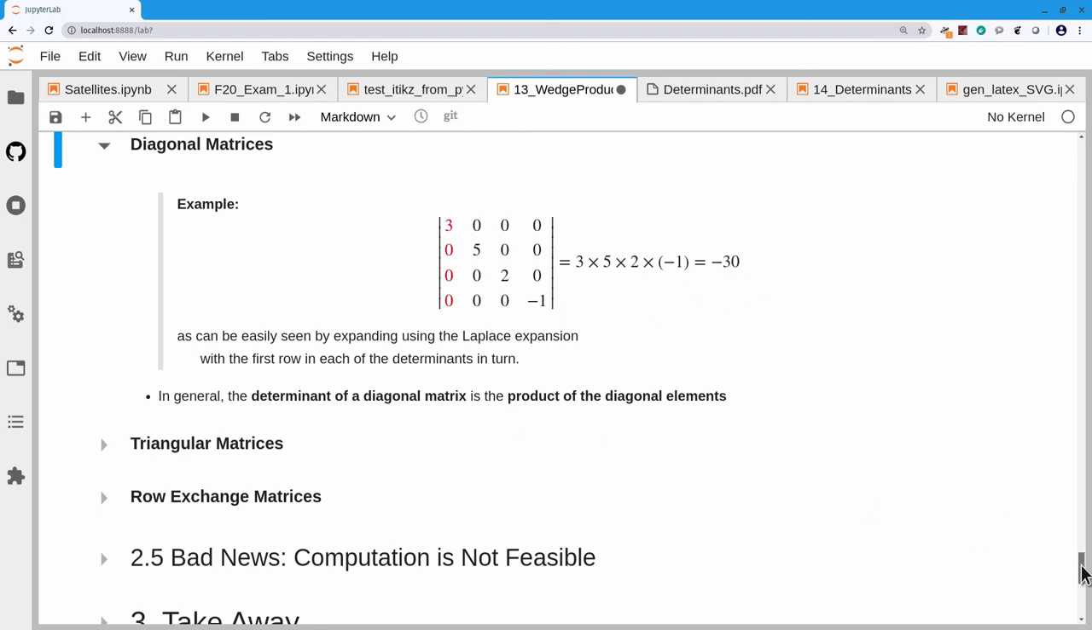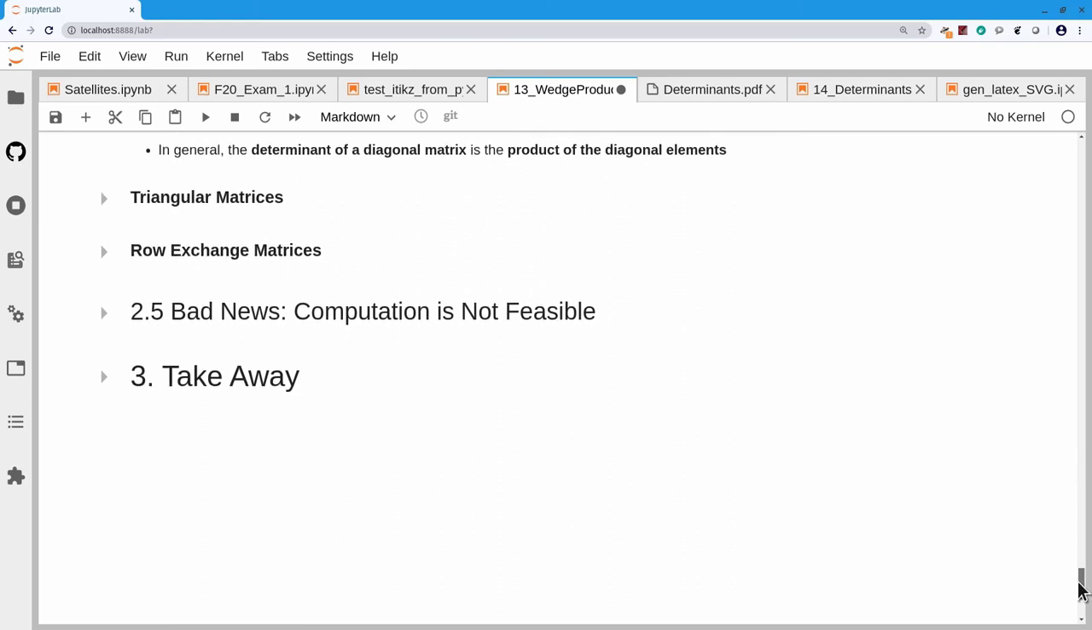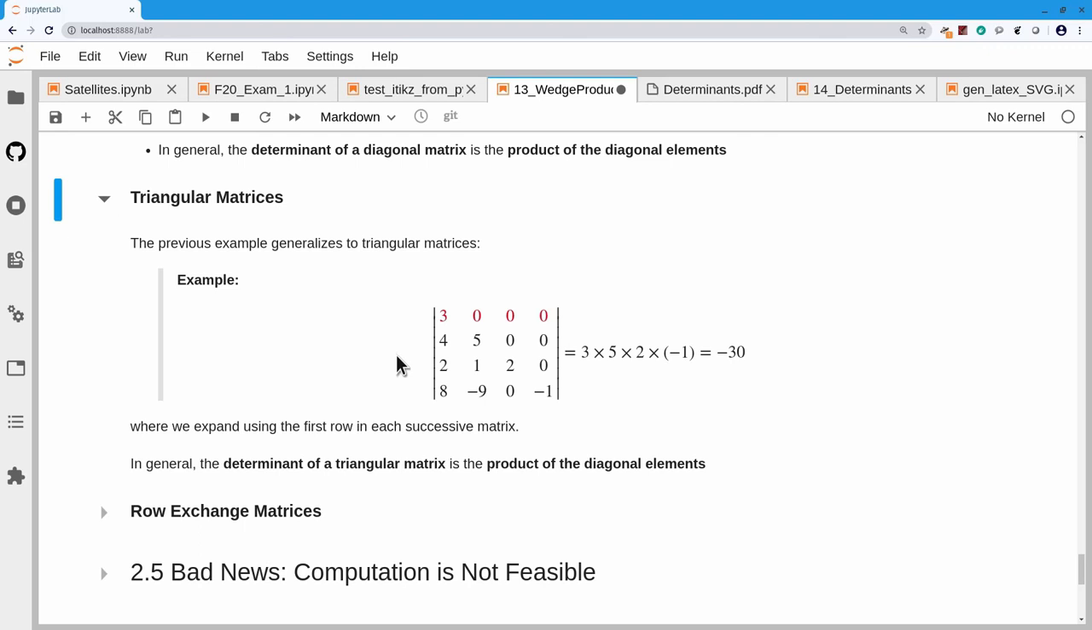So the product of a diagonal matrix is the product of the diagonal entries. I can generalize that to triangular matrices. For example, here I wrote a lower triangular matrix, and this time around, I'll pull the first row. It's 3 times the remaining matrix, but that remaining matrix is lower triangular. Again, I'll pull the first row. It's 5 times the remaining matrix. It's necessarily lower triangular again.